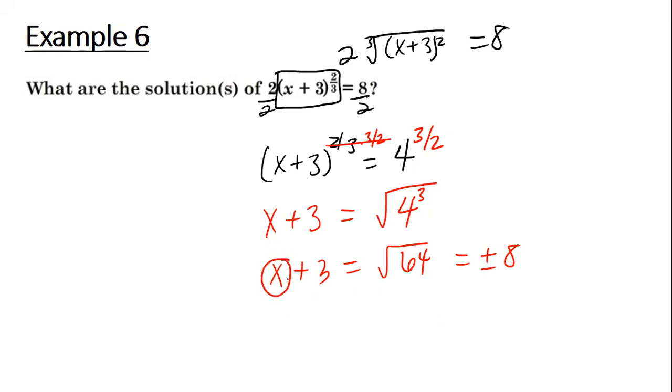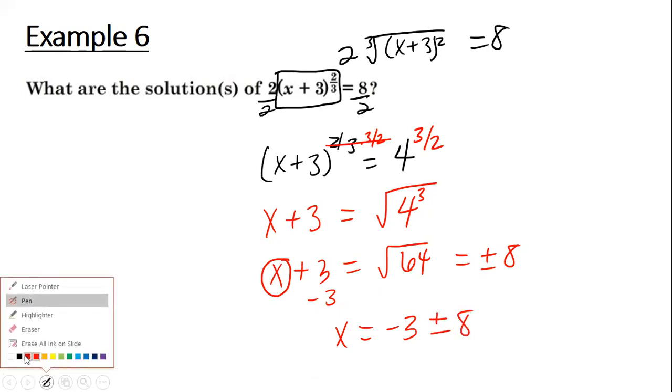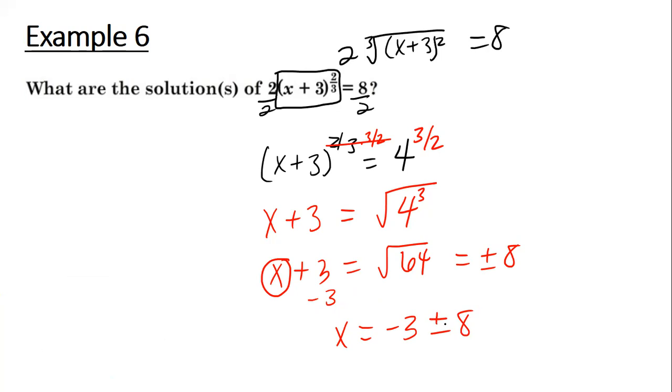What's the last thing I need to do to get x by itself? Subtract 3. So x equals -3 plus or minus 8. What does the plus or minus mean? You have to add and subtract. So what is -3 plus 8? 5. What is -3 minus 8? -11. So your two answers are 5 and -11.